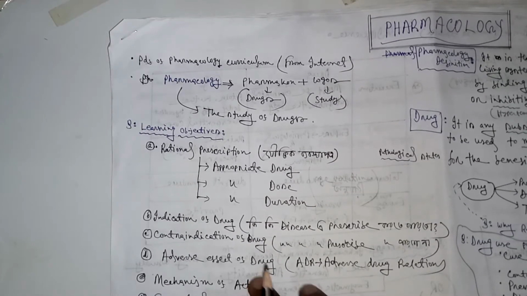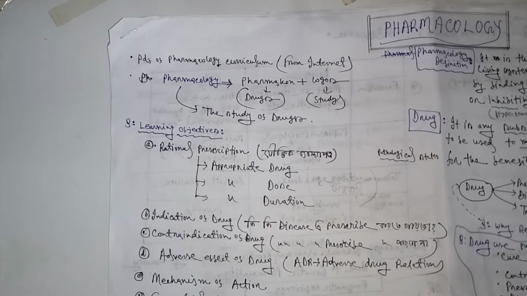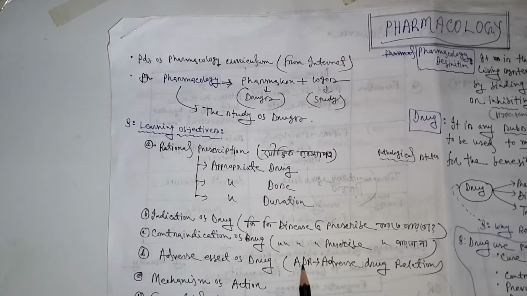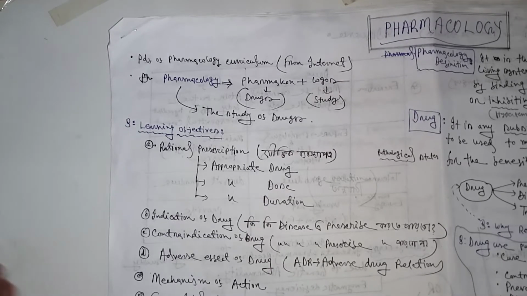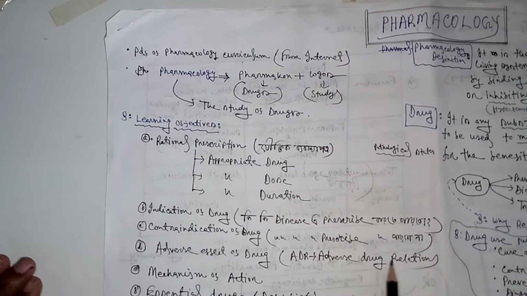Here I would like to mention one thing: later we'll talk about toxicology, which is one of the branches of pharmacology. Here we'll talk about the difference between the adverse effect of a drug and toxicology, so stay connected. Okay, so what is ADR? ADR means adverse drug reaction.